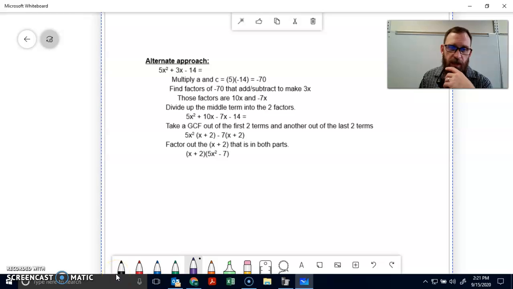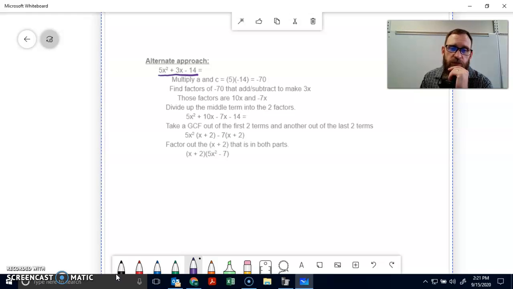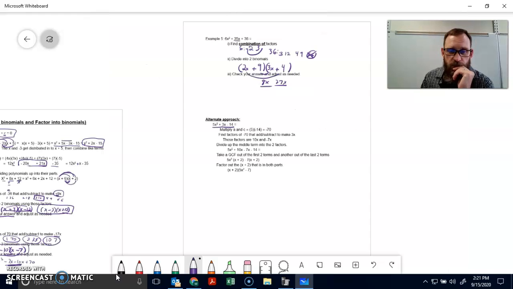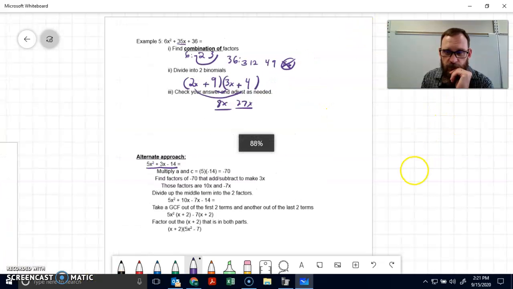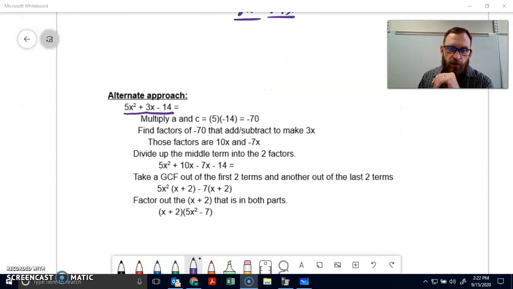Okay, so we're looking at an equation like this. It's the one that we did just a little bit ago. Factors of 5 and factors of 14. Another approach that you can take, as it zooms out on me, is to multiply the first and last numbers together, what we called A and C. And so if I multiply those together, I end up with negative 70. So let's just find factors of that combined number, negative 70, that give me 3.